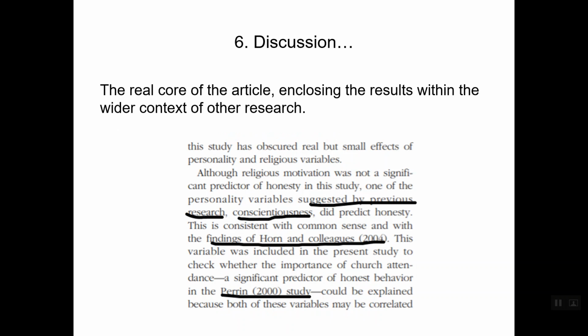6. The discussion part. This is the real core of the article that encloses the results and wraps them around and within the wider context of other research, as we can see below. Although religious motivation was not a significant predictor of honesty in this study, one of the personality variables suggested by previous research, conscientiousness, did predict honesty. This is consistent with common sense and with the findings of Horn and colleagues. You see the authors drawing the conclusions made together with other research.